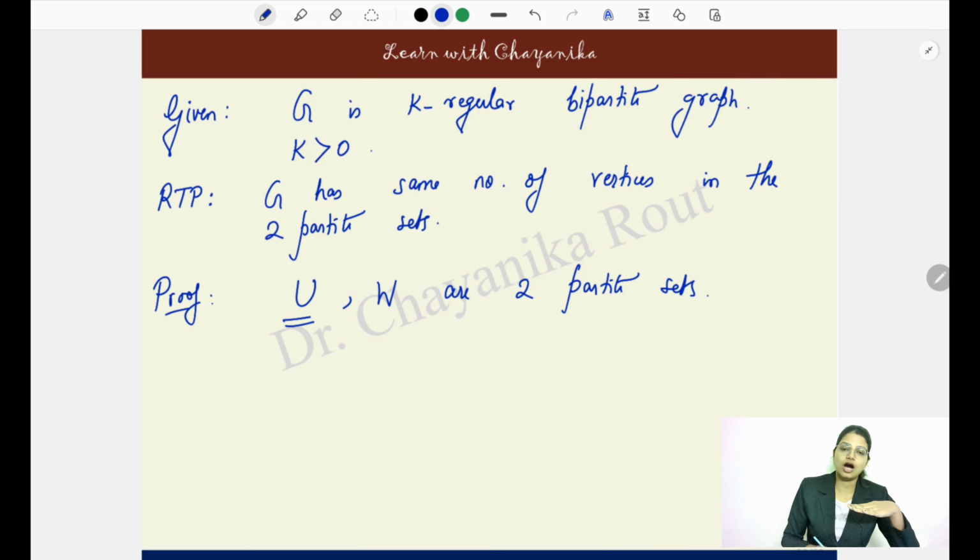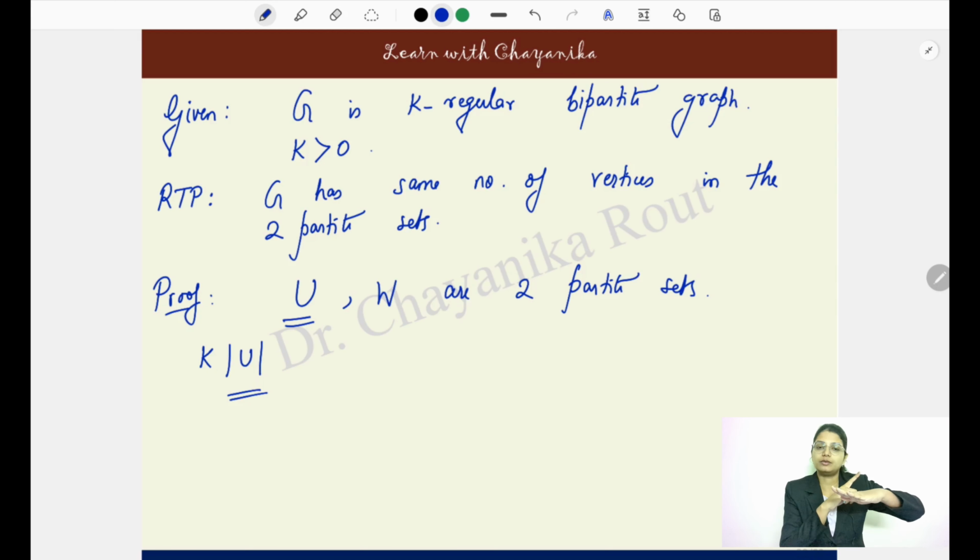In the partite set U, how many vertices are there? I don't know the count. So, let us indicate it by the cardinality of the set itself. U is the set of the vertices in the partite set. So, the cardinality of U indicates the number of vertices present in that set. Every vertex is having degree k. So, the sum of the degrees of all these vertices in the partite set U would be k times |U|. Every vertex is having degree k, so the sum of degrees would be k plus k plus k, as many times as there are vertices. There are |U| vertices. So, k multiplied by the cardinality of U will give us the size of the graph.